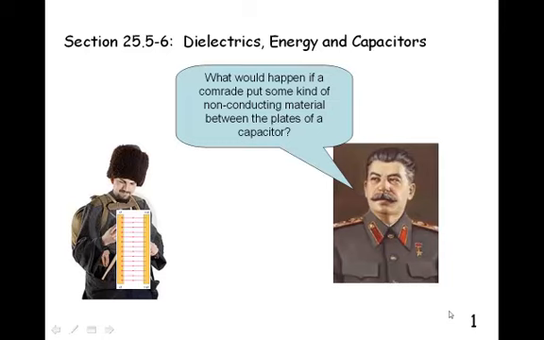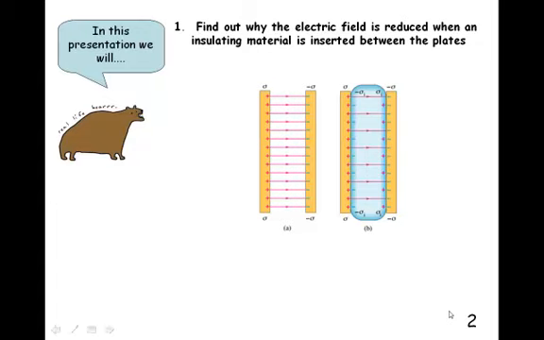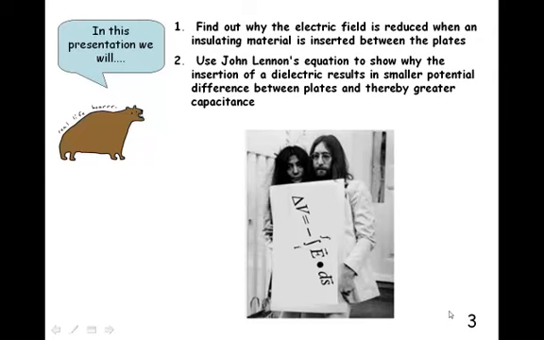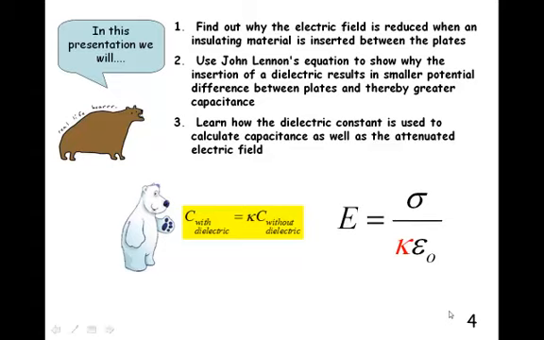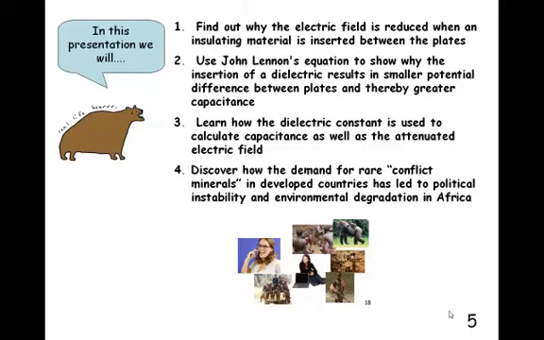I'm Dr. Steve Brule. In today's lesson we'll study dielectrics. We'll find out why the electric field is reduced when an insulating material is inserted between the plates of a capacitor. We'll use John Lennon's equation to show why the insertion of a dielectric results in a smaller potential difference between the plates and thereby a greater capacitance. We'll learn how the dielectric constant is used to calculate the capacitance as well as the attenuated electric field.